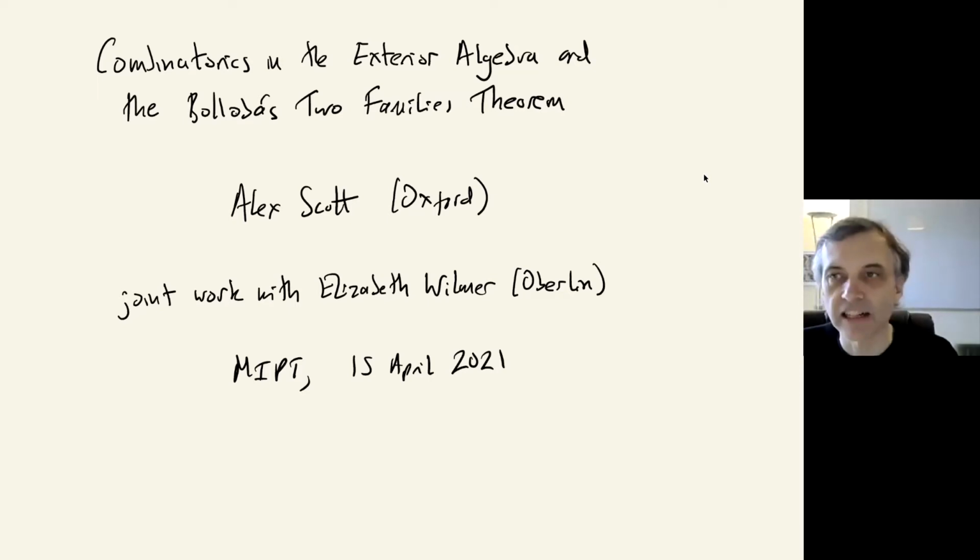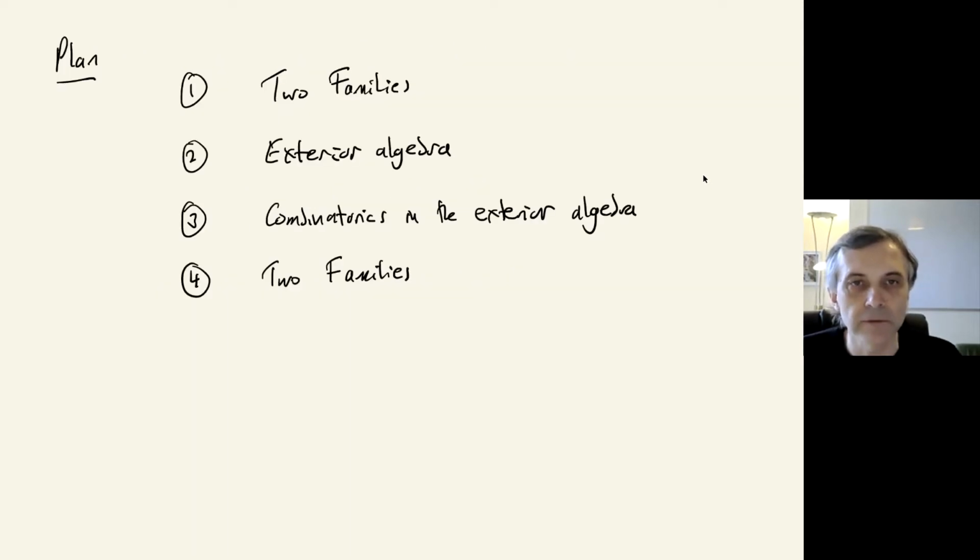Okay, thank you very much. It's delightful to be here, and not quite as good as coming in person, but fantastic to be here virtually. So I'm going to talk about some joint work with Elizabeth Wilmer, who's at Oberlin College, and I think is also in the audience. I'm going to be talking about combinatorics and exterior algebra, and very much about the Two Families Theorem.